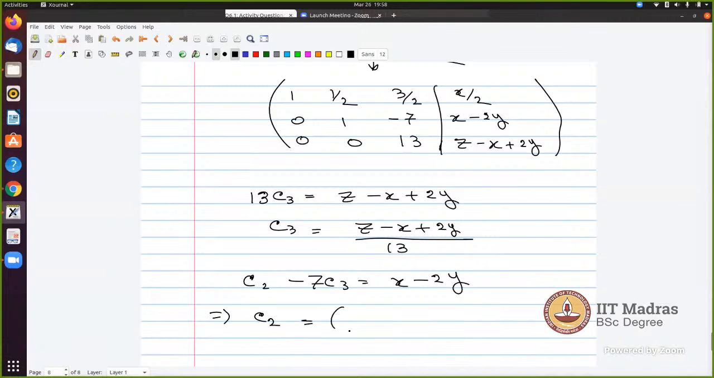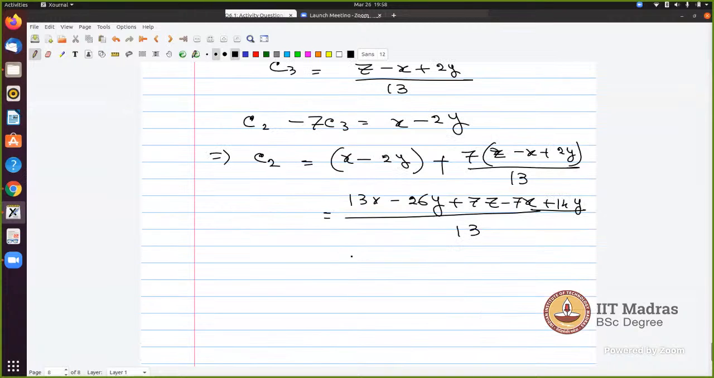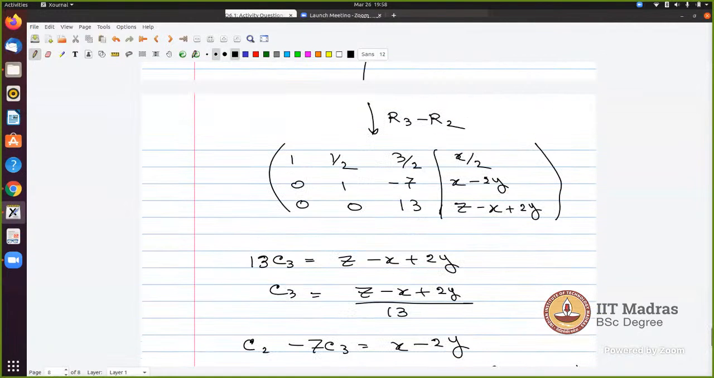So C2 equals x minus 2y minus 7 (z minus x plus 2y) by 13, right? So 13x minus 26y plus 7z minus 7x plus 14y, all by 13. Right. So it is (6x minus 12y plus 7z) by 13. Okay, this is C2. Now can we solve for C1 from here?